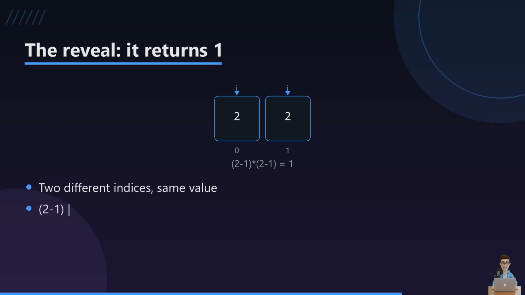It returns 1. Different indices are allowed even when the values match, so both twos are fair game. 2 minus 1 times 2 minus 1 is 1. This is exactly why the problem said different indices, not different values. I'll admit it, the first time I wrongly forced two distinct values and my answer broke on duplicates.